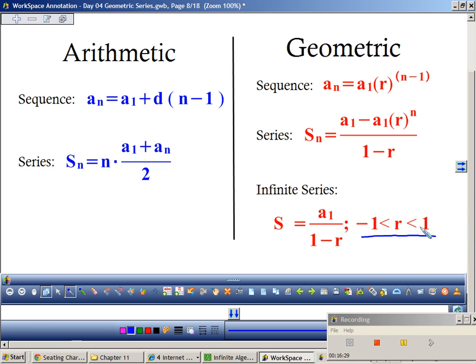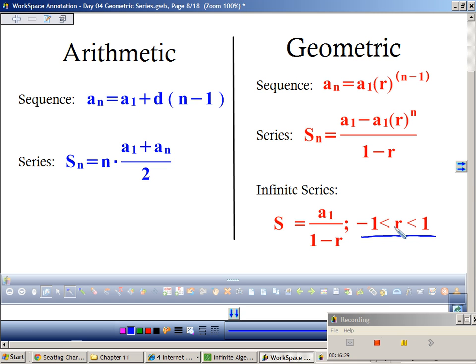I'm saying that the common ratio has to be less than 1 and greater than negative 1. What numbers are less than 1 and greater than negative 1? Fractions. When you multiply by a fraction, is it getting bigger or getting smaller? Smaller. So we're talking something that's getting smaller and smaller. So you can find the sum of something infinite if it's getting super, super microscopically small.